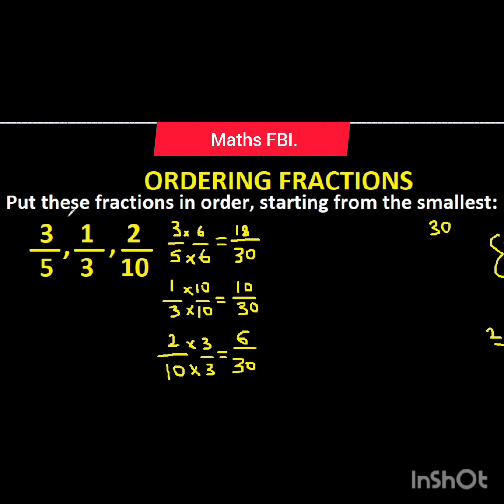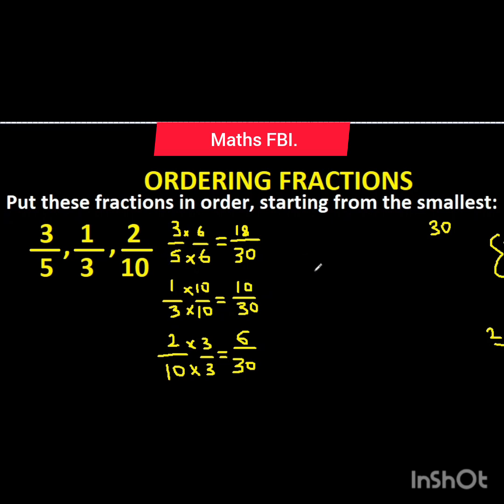So the question says, put these fractions in order starting from the smallest. So the smallest among these three is this, which gives us 6. You have 6, 10, and 18. So among these three, 6 is the smallest. And the smallest, that is the first, is the third fraction here.